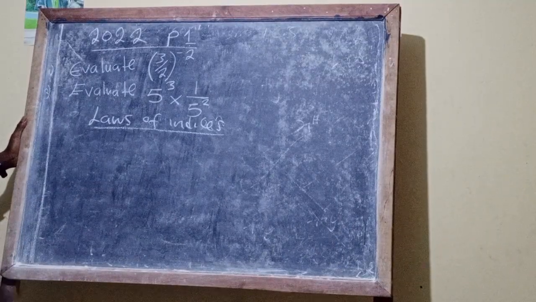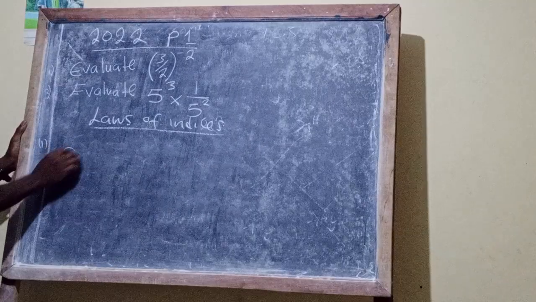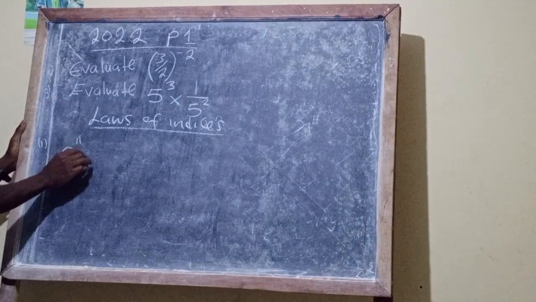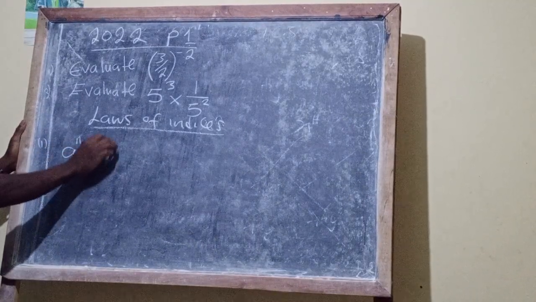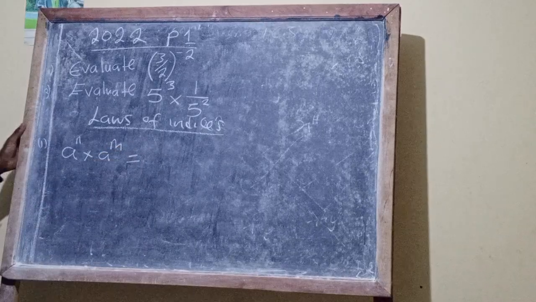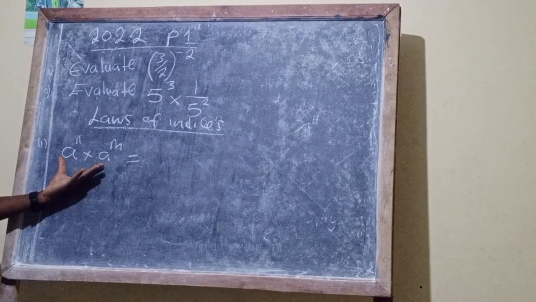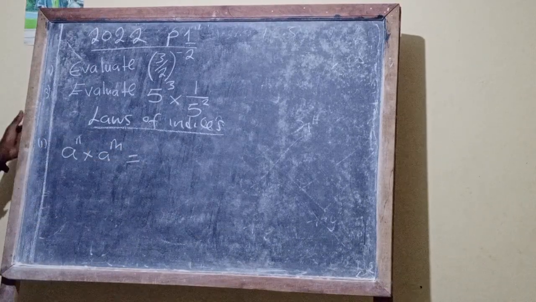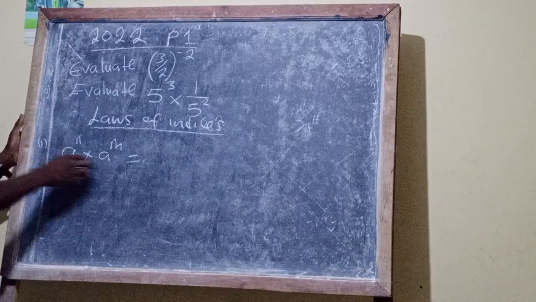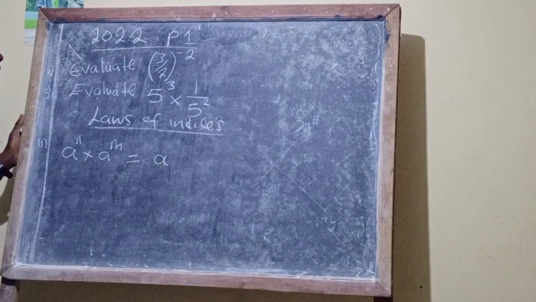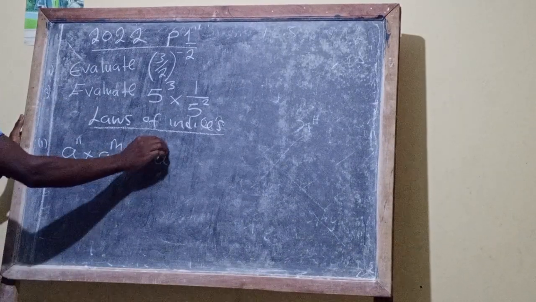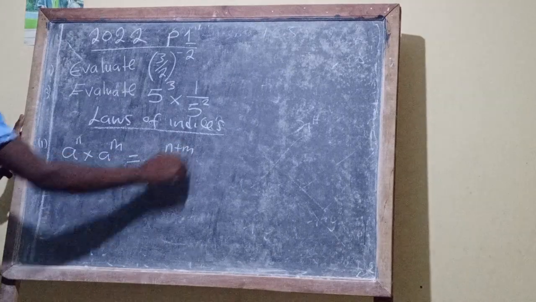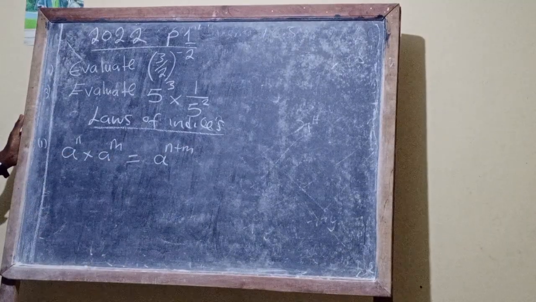So the first one is when you have a to the power n multiplied by a to the power m. So you have the same base of a and you have different powers. So when you have the same base of a, you maintain the base and then you do what? You add the powers. That is the first one.